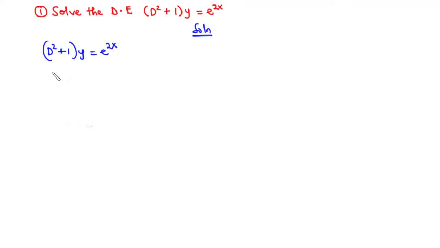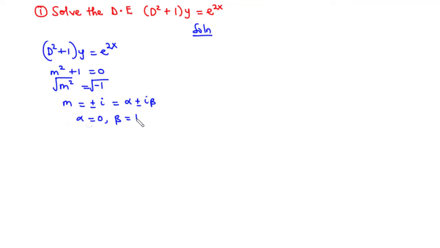So we generate the auxiliary equation, that is, we have m squared plus 1 equals 0, and then we transpose 1 to the right hand side, we have negative 1, and then we take the square root of both sides so that we have m equals plus or minus i. Now comparing that to alpha plus or minus i beta, you realize that we have alpha equals 0, and then we have beta equals the coefficient of i, which is 1.